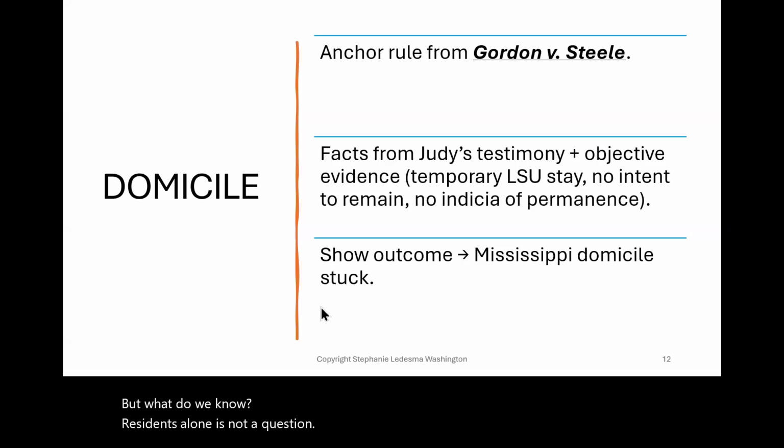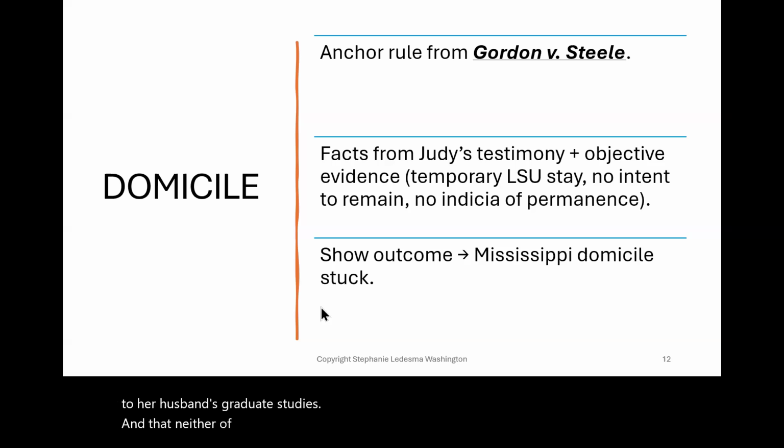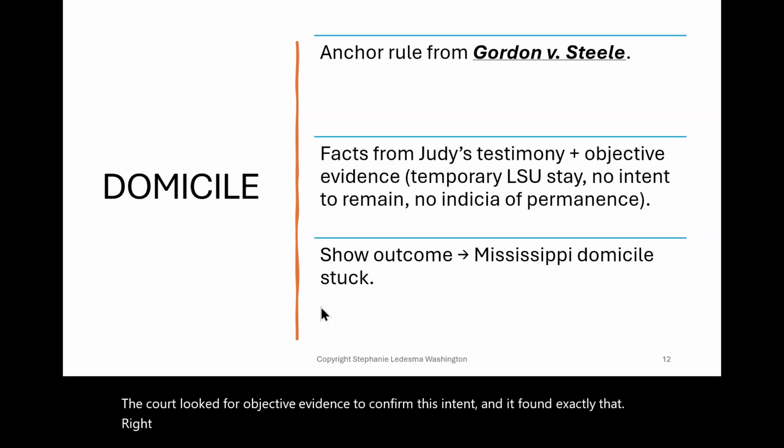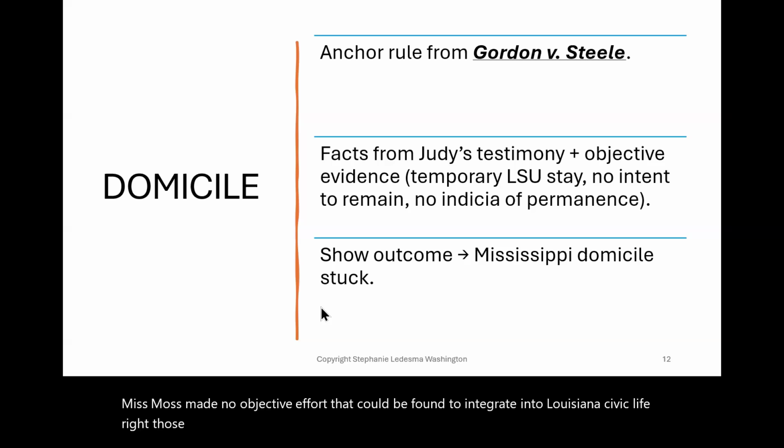Judy testified under oath that her stay in Louisiana was only temporary and tied to her husband's graduate studies, and that neither of them intended to remain in Louisiana once he graduated. The mold was set. The court looked for objective evidence to confirm this intent, and it found exactly that, right? We talked about objective evidence. Mrs. Moss never registered to vote in Louisiana. Mrs. Moss never bought property in Louisiana. Mrs. Moss made no objective effort to integrate into Louisiana's civic life, right? Those omissions reinforced her testimony that her residence in Louisiana was only temporary.